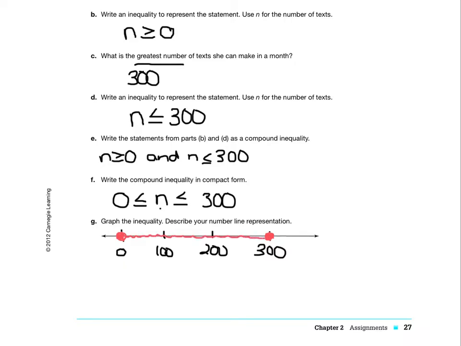And it says describe your representation. And it says the graph is represented by closed circles on both 0 and 300 because both can be part of the solution. Also, all the numbers between 0 and 300 are part of the solution. So this graph of the inequality represents all possible numbers that could be part of the solution.